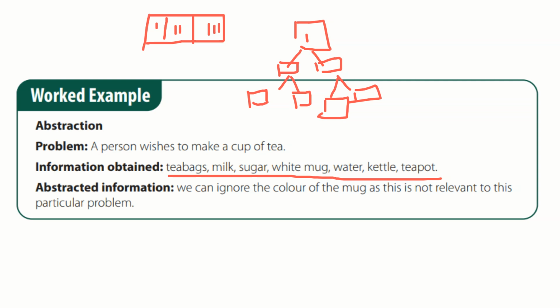The brand of the kettle. Yes, the brand of the kettle. Okay, we don't care. What we need is what? We just need a kettle to get us hot water. So the brand of the kettle, we can abstract it. We are not interested in that. What again can we abstract?